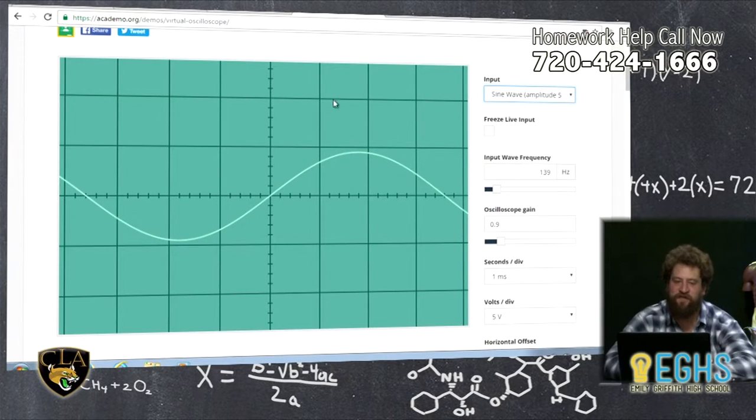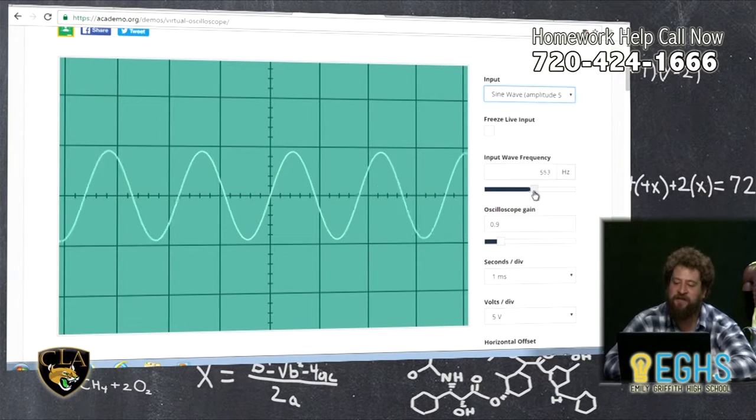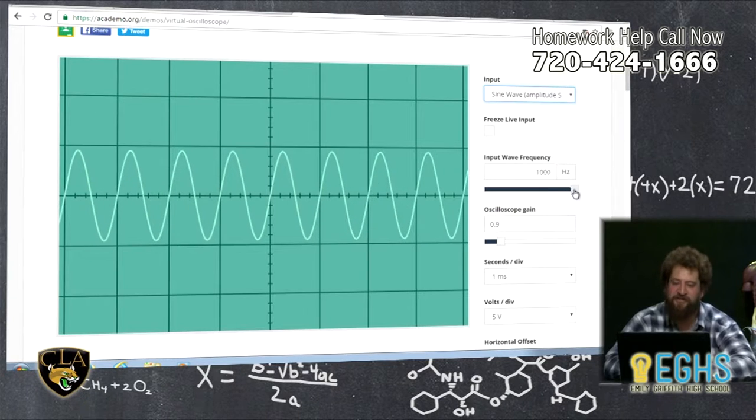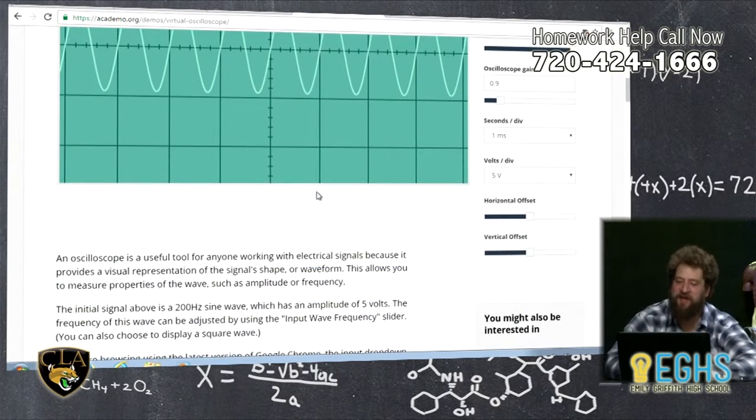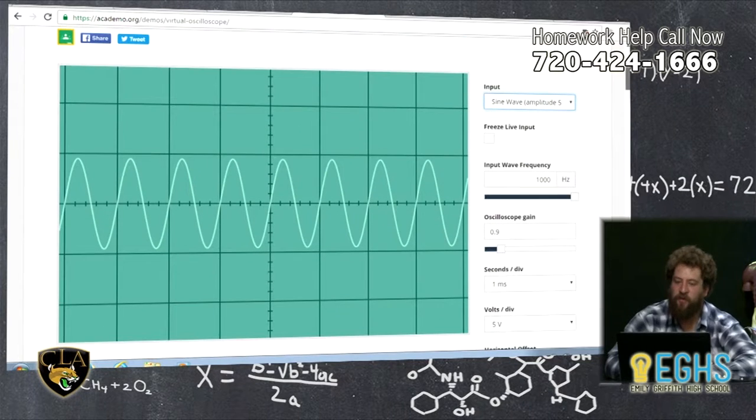So this is a simple, virtual oscilloscope. An oscilloscope is a way to measure waves. This is just a virtual one. So what I can do is up the frequency of the wave, and you can see as I'm increasing the frequency of the wave, I'm adding more wave patterns to this picture. And the waves are getting shorter.